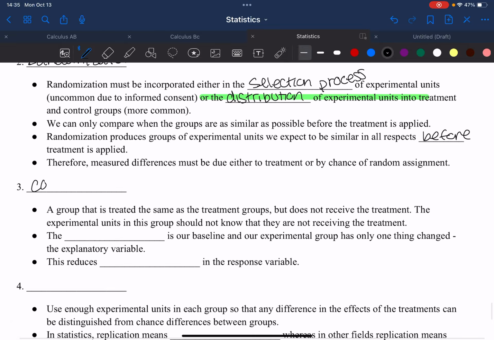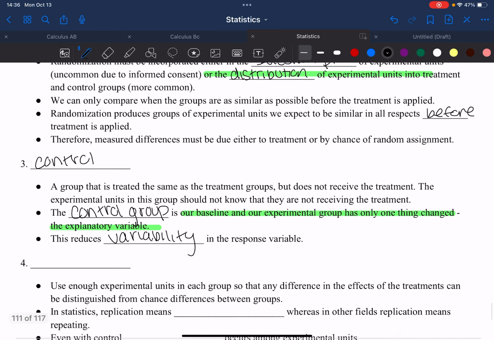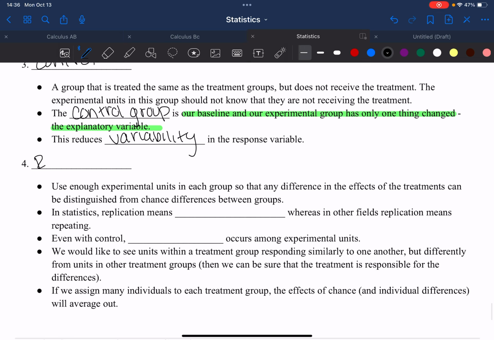Then we have control. A group that is treated the same as the treatment groups but does not receive a treatment. The experimental units in this group should not know that they are not receiving a treatment. The control group is our baseline, and our experimental group has only one thing changed, and that's the explanatory variable. This reduces variability in the response variable.